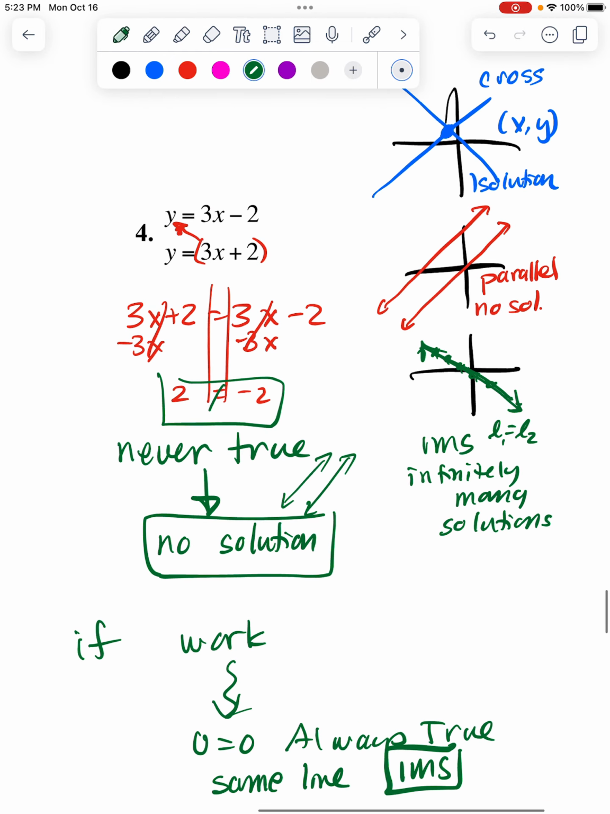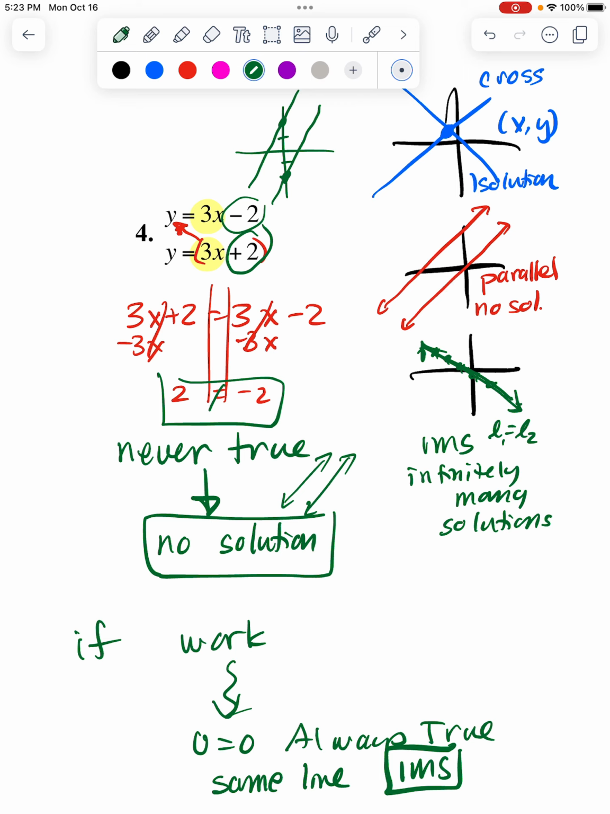Here, where there's no solution, it means that if we drew those, they would be parallel, which actually, if I look back at it, makes sense because they both have the same slope and parallel lines have the same slope. But one starts at -2 and goes up 3 over 1, up 3 over 1, and one starts on the y at +2 and goes up 3 over 1, up 3 over 1. So they're never going to touch.